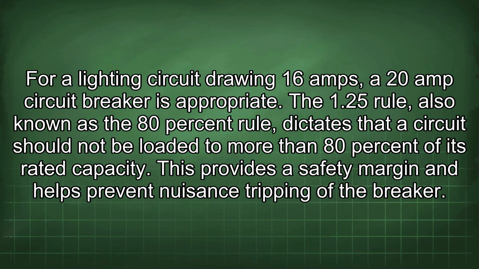For a lighting circuit drawing 16 amps, a 20 amp circuit breaker is appropriate. The 1.25 rule, also known as the 80% rule, dictates that a circuit should not be loaded to more than 80% of its rated capacity. This provides a safety margin and helps prevent nuisance tripping of the breaker.